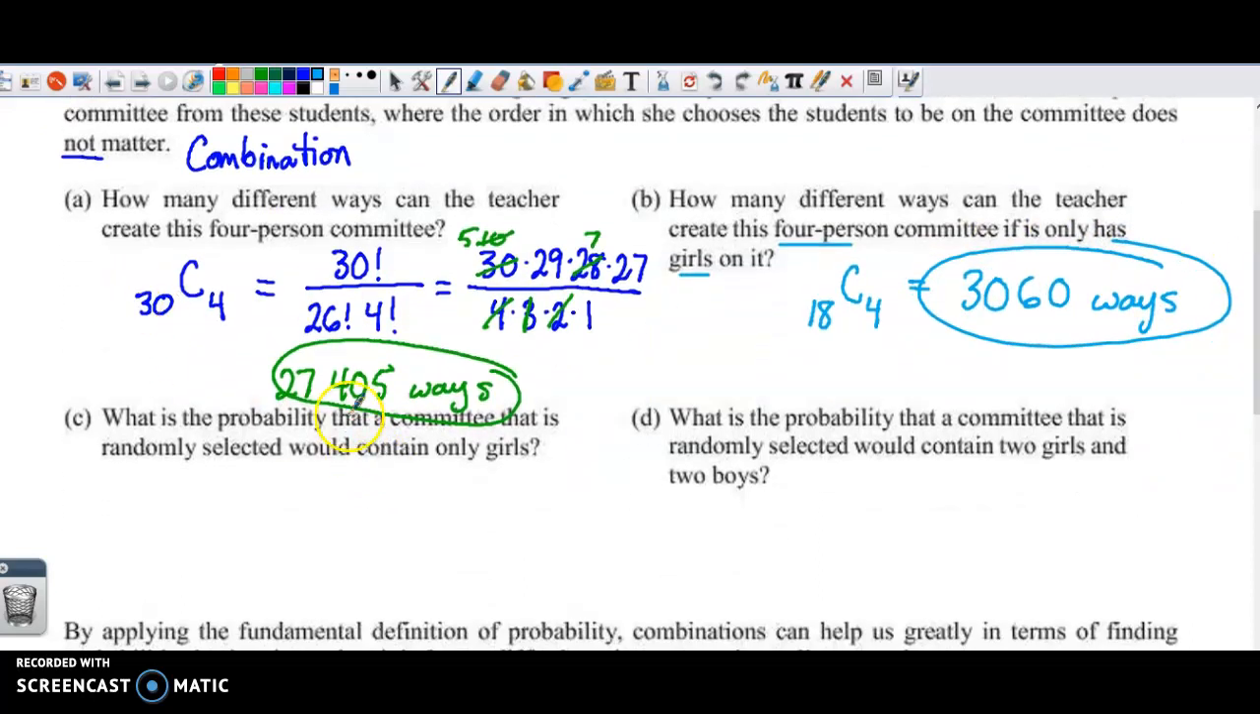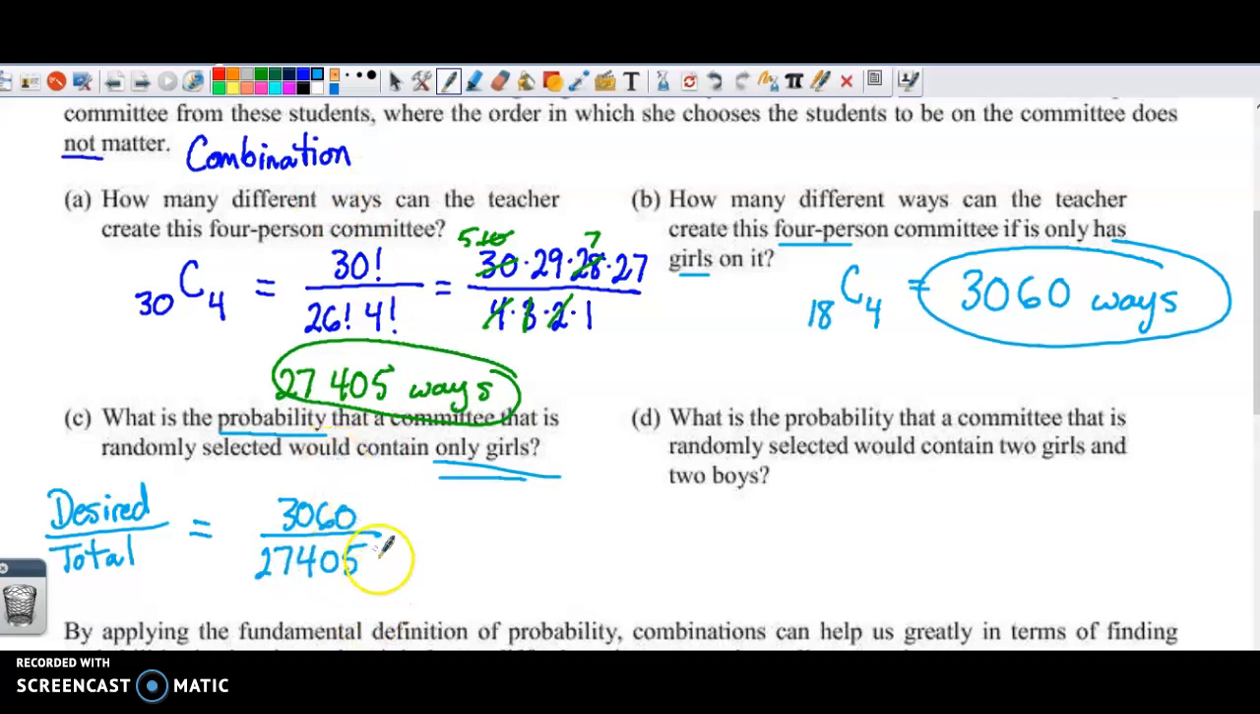But what is the probability that a committee... okay, so now we're doing the probability that we only get girls on this. So this is where I'm talking about like the desired over the total. So I need to get used to using a better word than want, but it's what we want, all girls. So there was 3,060 ways of getting girls, and the total number of ways, if we could include boys as well, was that other number.